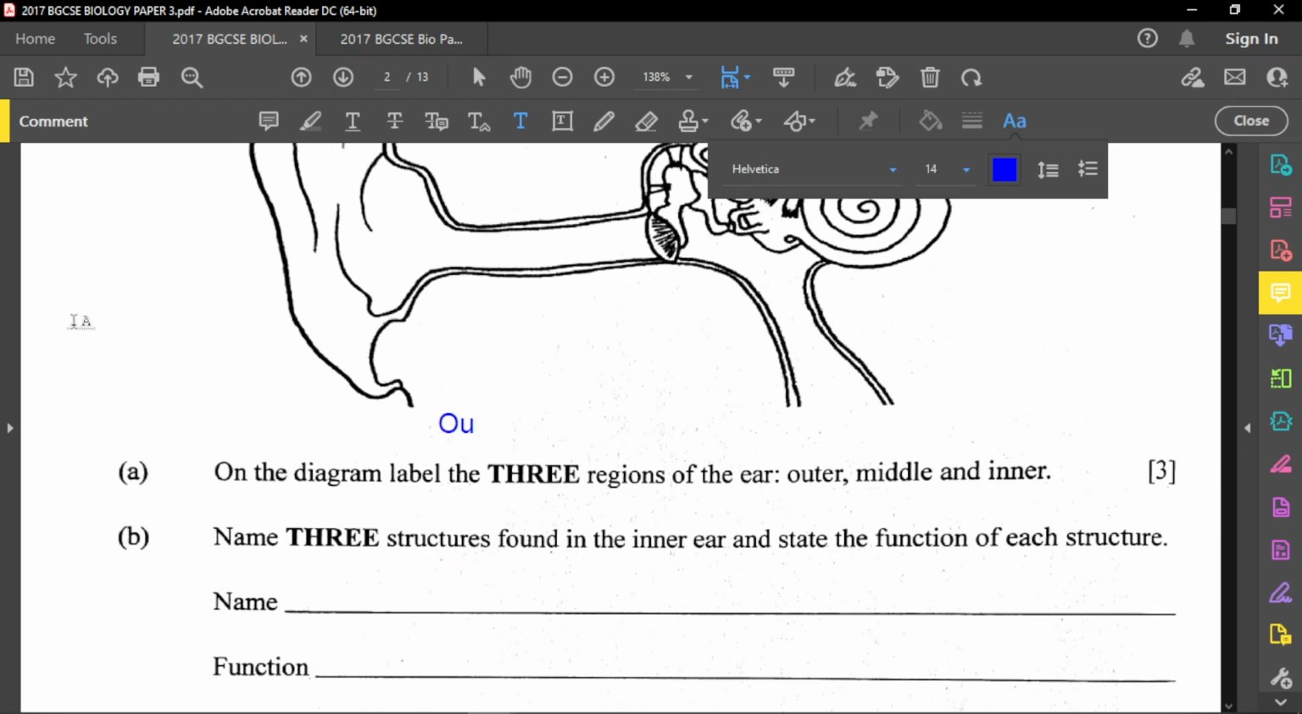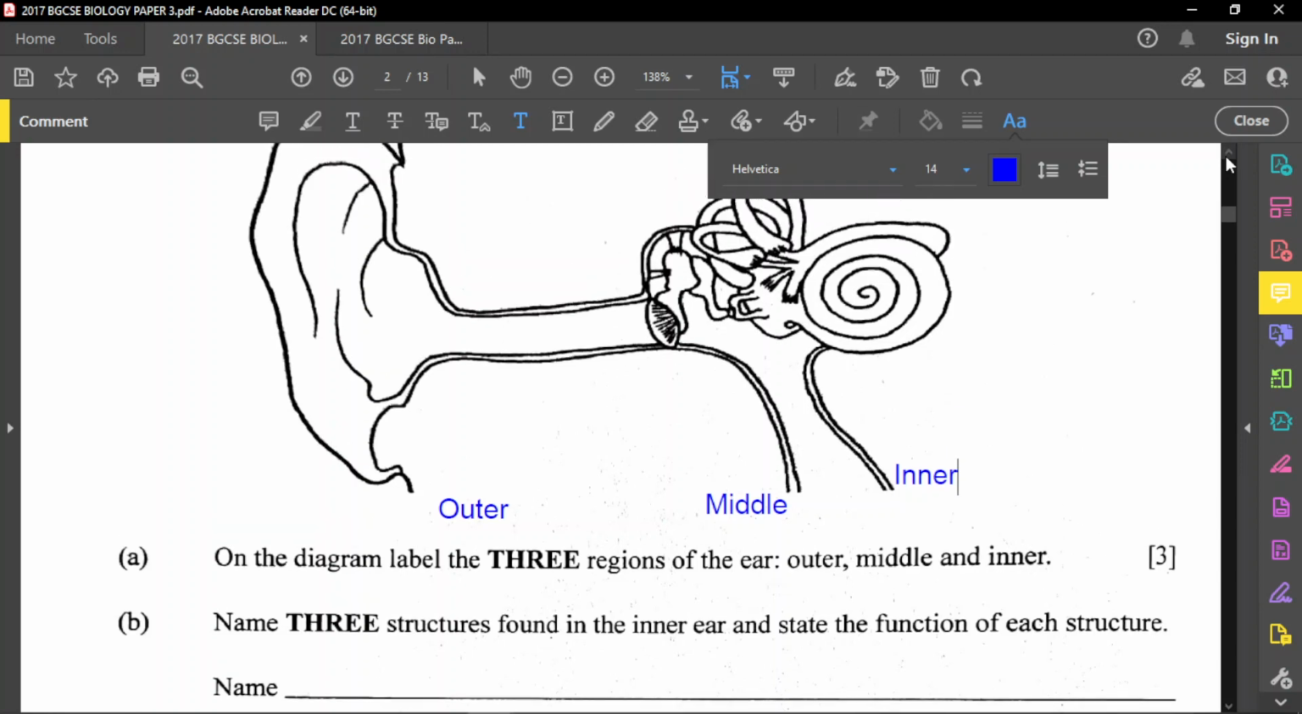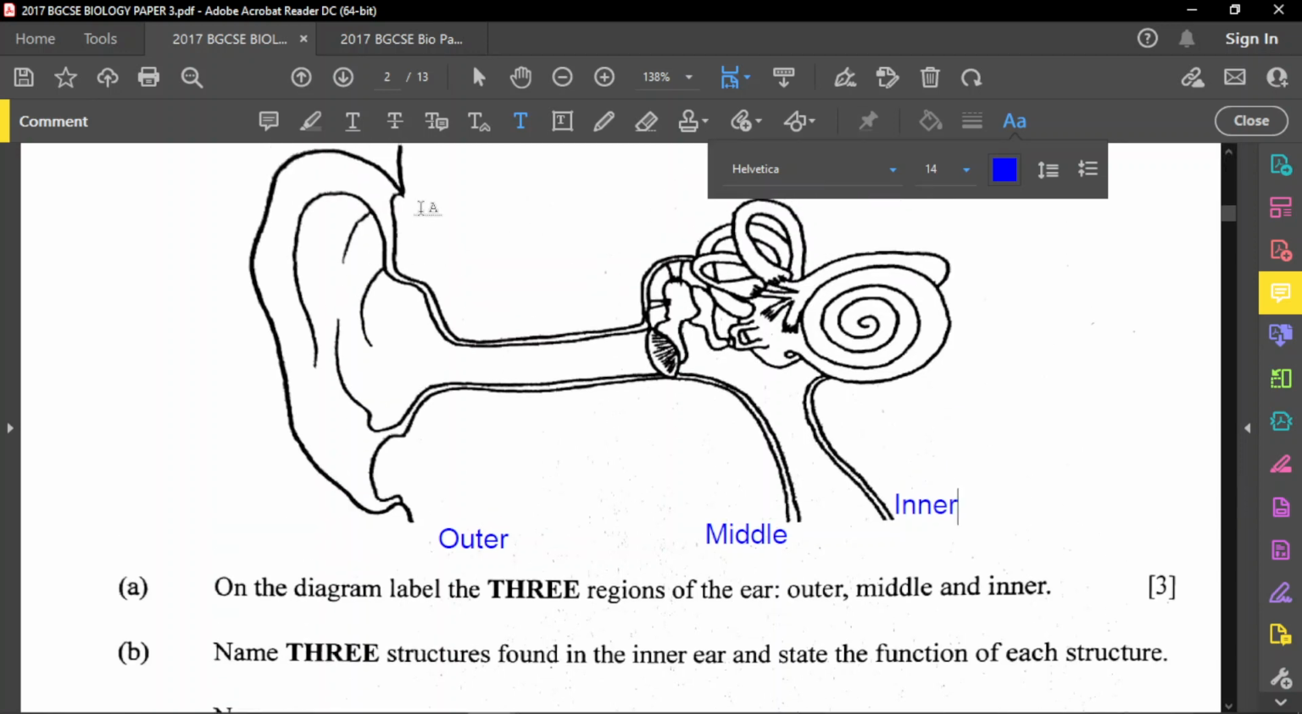So the outer ear will be somewhere right there. The middle ear, however, will be somewhere right here. So this will be the middle here. And then we have the inner ear, which is the innermost part. However, again, I want to draw some segments to show you exactly where they stop and where they start.